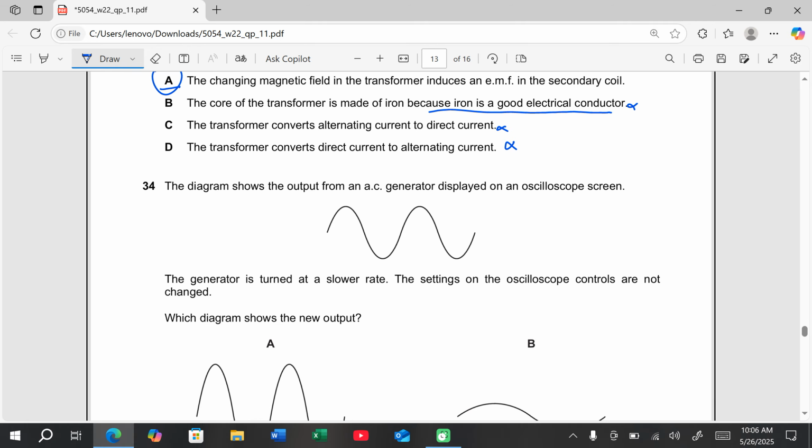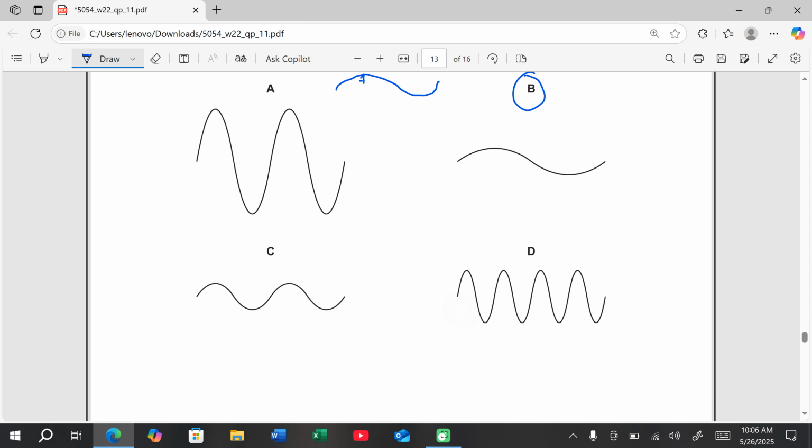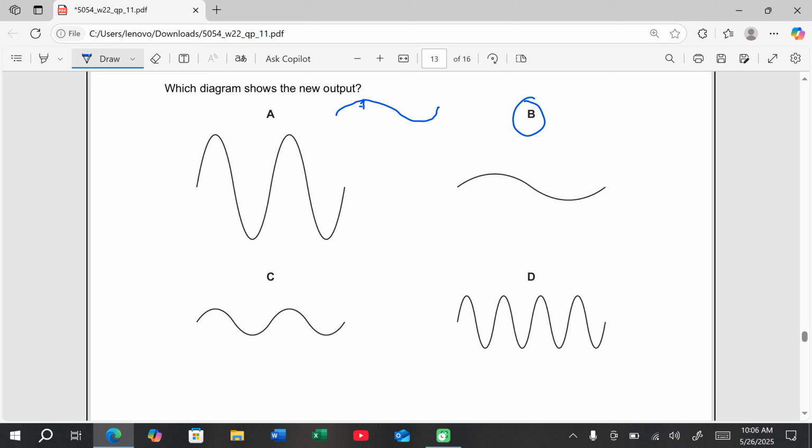The diagram shows the output of an AC generator displayed on an oscilloscope screen. The generator is turned at a slower rate and the settings of the oscilloscope are not changed. So since it's slowed down, the wavelength will be greater and the amplitude will be less. It is in this, but let's see the other options as well. In this one the wavelength is not changing, the amplitude is changing. Both have to change. In this, the wavelength is decreasing. It has to increase.